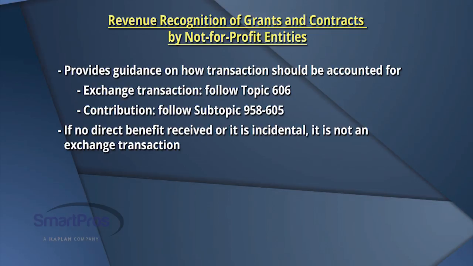If there is no direct benefit received, or the benefit received by the government under this contract is incidental to the public benefit received by the nonprofit, then it is not commensurate value received by the government, and thus is not an exchange transaction.